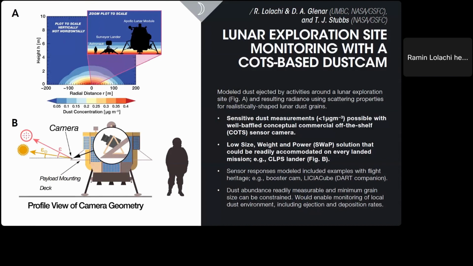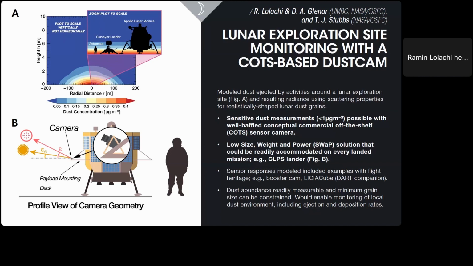and the resulting radiance using scattering properties for realistically shaped lunar dust grains from our scattering grid. This will be for activities such as astronauts walking, rover motion, in situ resource utilization, and the like, and for the quasi-steady state tenuous cloud you'd expect around an exploration site rather than the instantaneous plumes from individual disturbances.